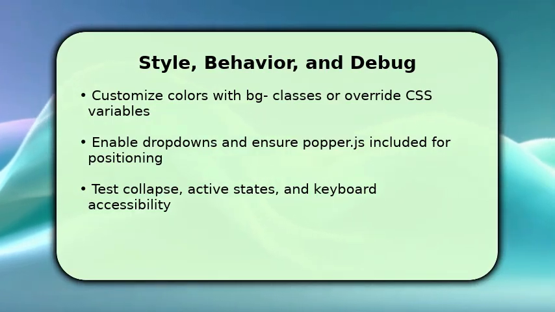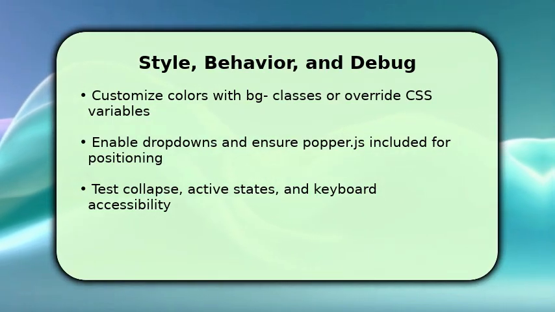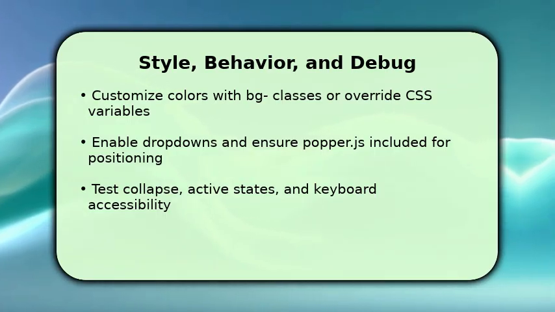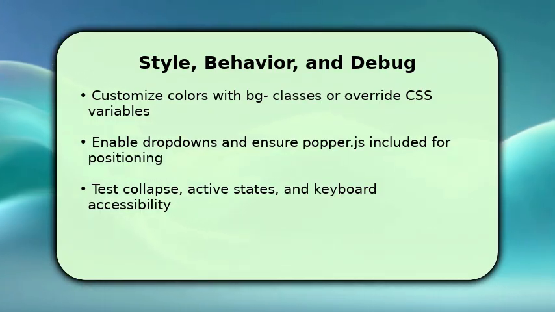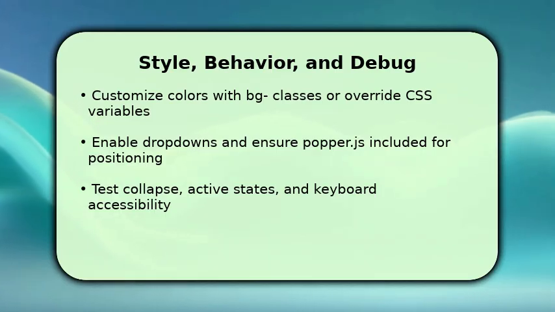Use Bootstrap background utility classes or set CSS custom properties to match branding. This keeps updates simple. Make sure the JS bundle and Popper are present so drop-downs and the toggler behave correctly. Once done, test on mobile and desktop, check active link states, and confirm keyboard navigation works.